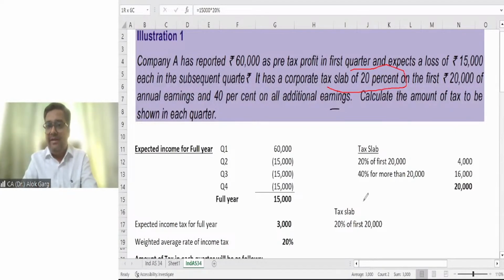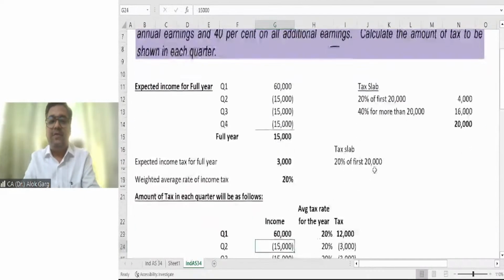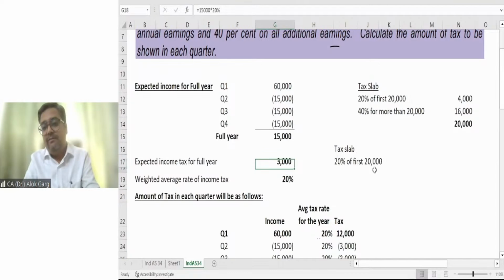Yes, right, Ritvik. My tax is 20% of 15,000, which is 3,000 rupees only. 3,000 is my tax, no? Yeah, 3,000 is my tax. Okay. So if I compare this 3,000 with 15,000, what is my weighted average income tax rate? My weighted average income tax rate is 20%. So expected income tax divided by expected income.